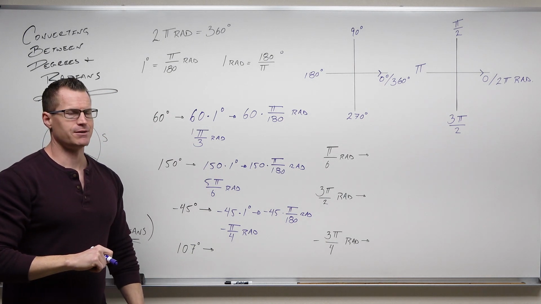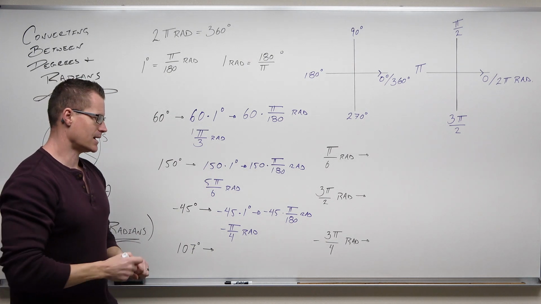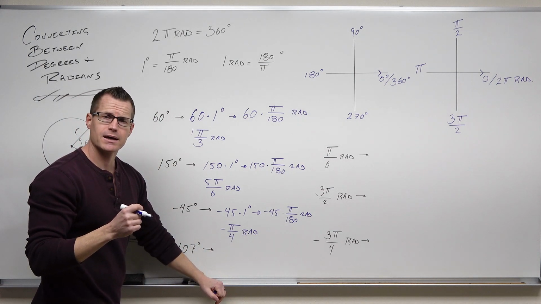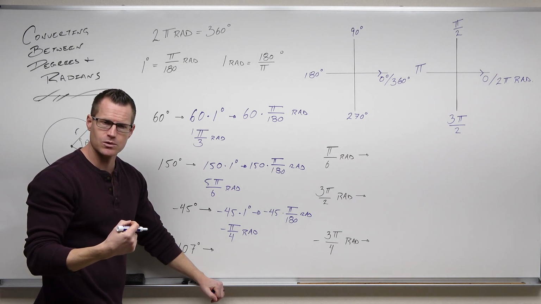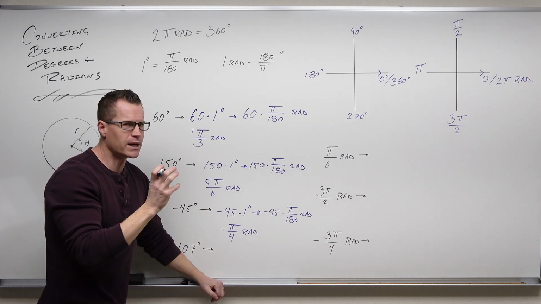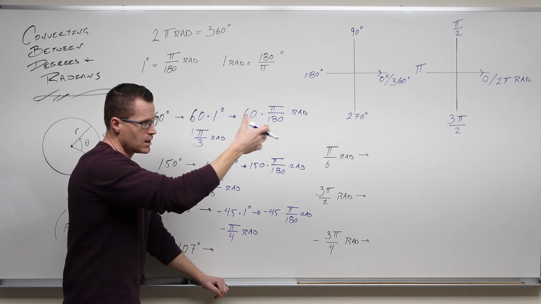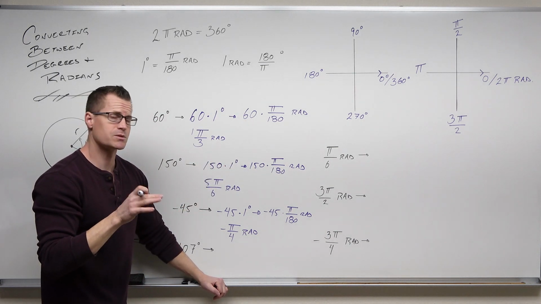Last one, 107. This is nasty. And when you simplify it, it's not going to work. In that case, it's okay to use decimals, but we start running into an issue of how to represent that on a unit circle or XY plane that has radians. I'm going to show you that in just a second.